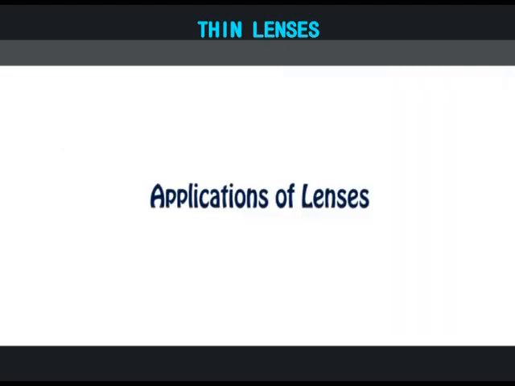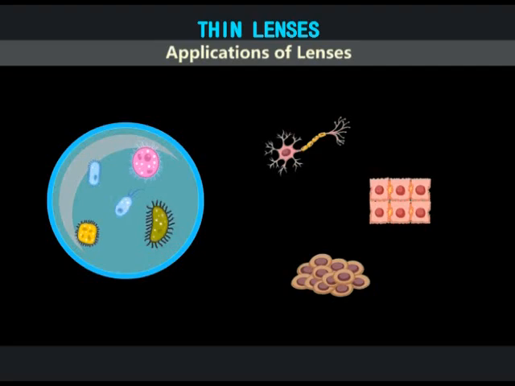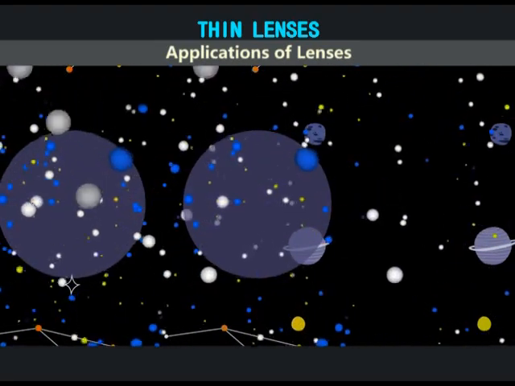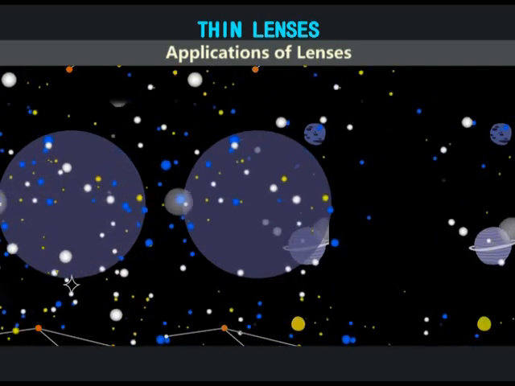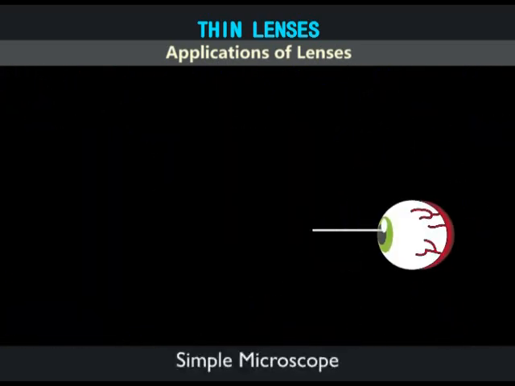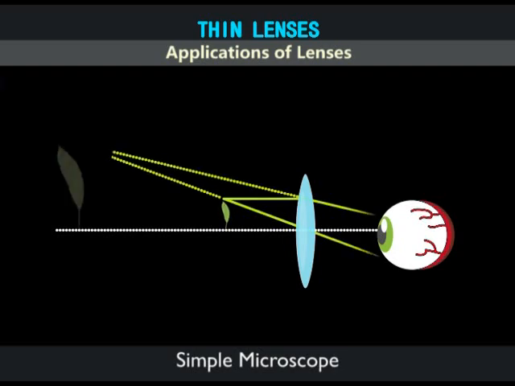Next, let's talk about the applications of lenses. Now we are able to see things that are extremely small or things that are far away from us with the help of lenses. For example, a magnifying glass. This simplest microscope is made from a single convex lens that bends or refracts light rays passing through it. It magnifies the object 5 to 10 times.